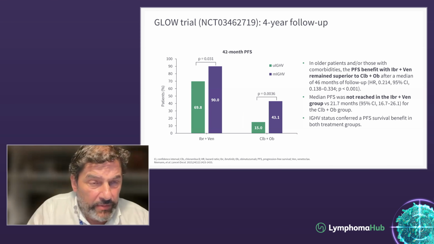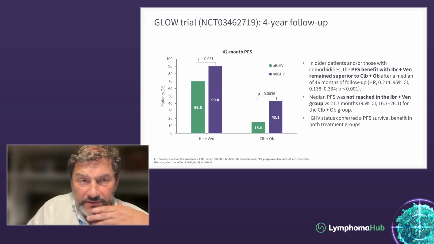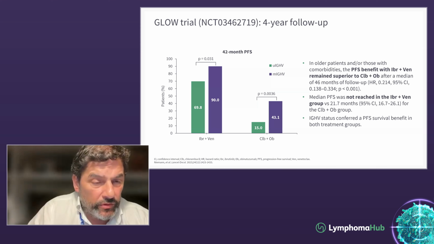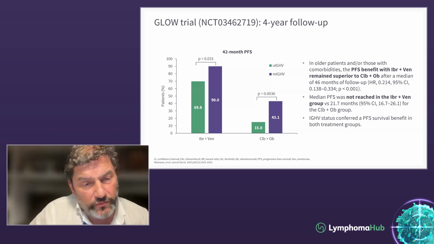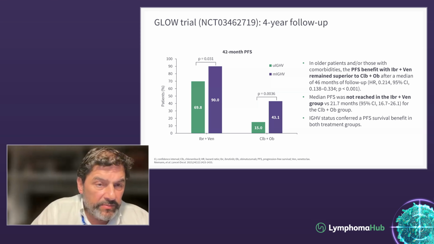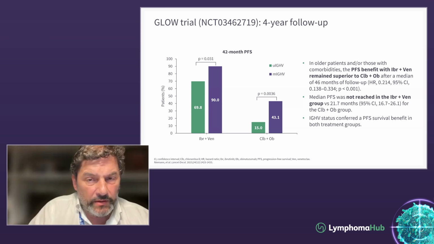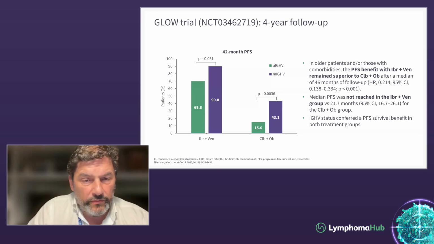Paola already mentioned the GLOW trial. You see here the results of the GLOW trial, that was ibrutinib venetoclax compared to chlorambucil obinutuzumab in unmutated patients. And you see here that this combination is excellent. At almost 4 years, 70% of the patients with unmutated IGHV are treatment-free. So therefore, it's a good approach for these patients.